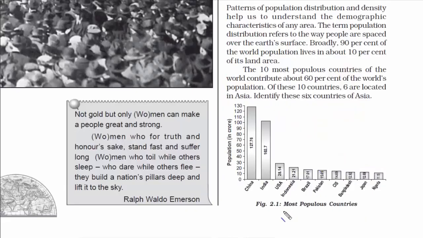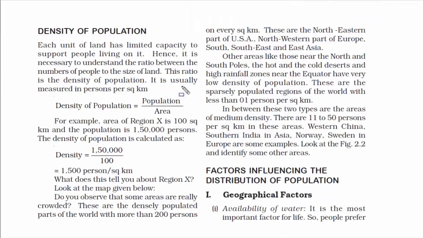So here are the 10 most populous countries of the world. Just remember the top 3 countries, that is India, China and United States. And the next topic is density of population. I want you to watch this short clip taken from one of my previous videos. This clip is going to sum up the entire meaning of population density.